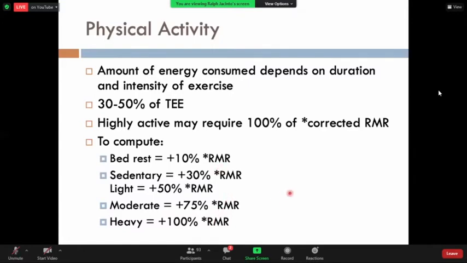For example, what we got is 1,500 for our resting metabolic rate. If we are on bed rest, our total energy expenditure would be 1,500 plus 10% of 1,500. What's 10% of 1,500? 150. So our total energy expenditure if we are on bed rest would be 1,650 calories. Did you get me? Yes, okay.